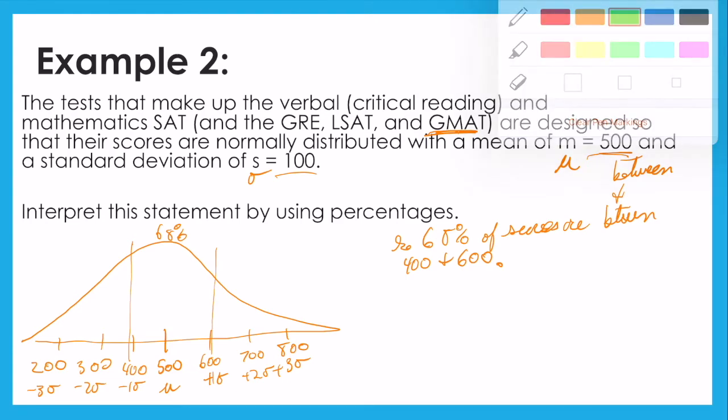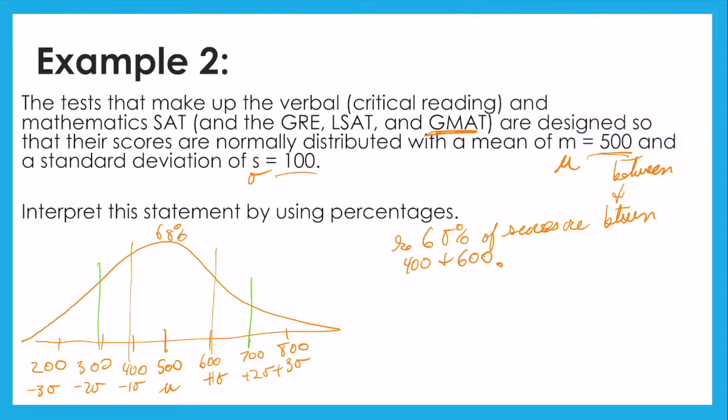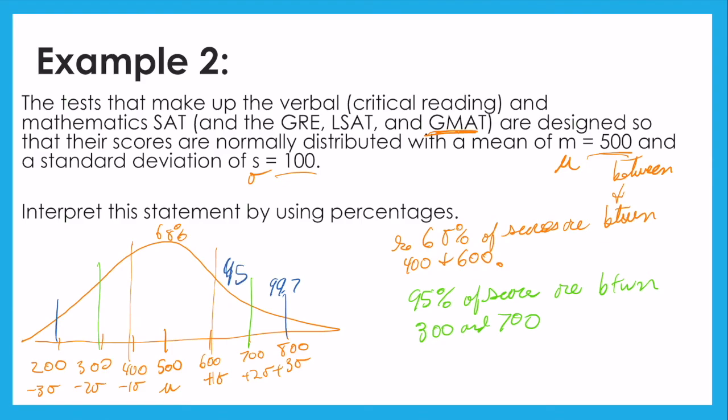Next, let's take a look at within 2 standard deviations using the 68, 95, 99.7 rule. 95% of scores are between 300 and 700. And then last but not least, if we go out 3 standard deviations, 99.7, I've got 99.7% of scores are between 200 and 800.